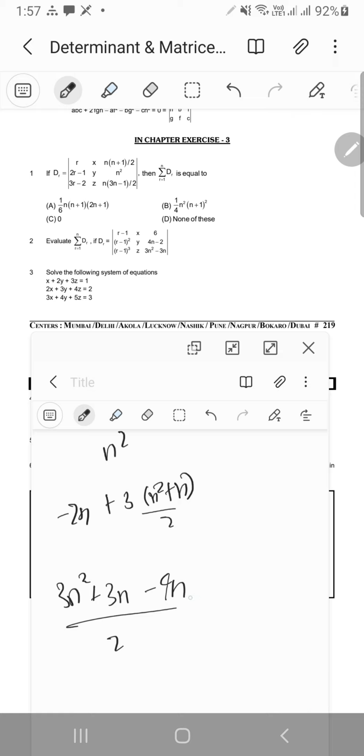So this will be minus 4n, so this will be minus n. So n into 3n minus 1 upon 2. And guess what? It's exactly what this third column is. So this will just be 0. Next question.